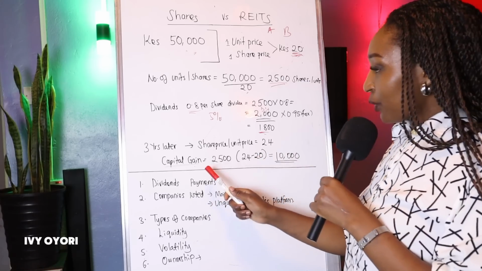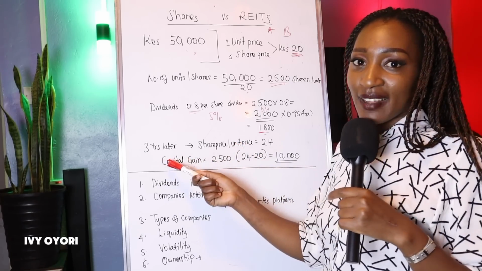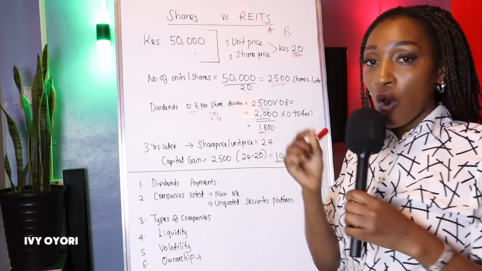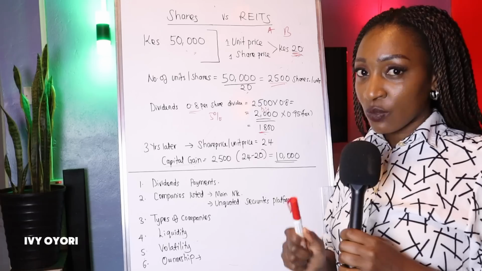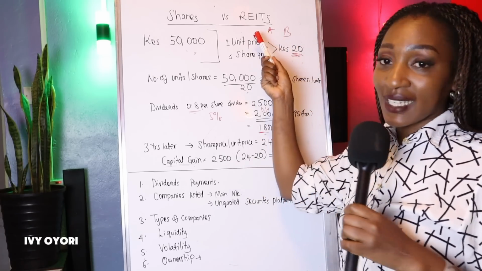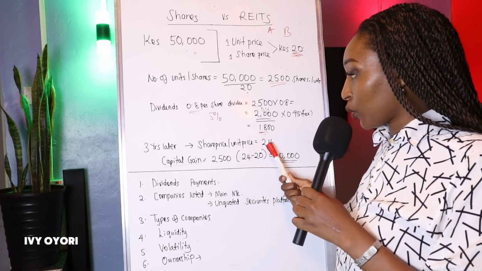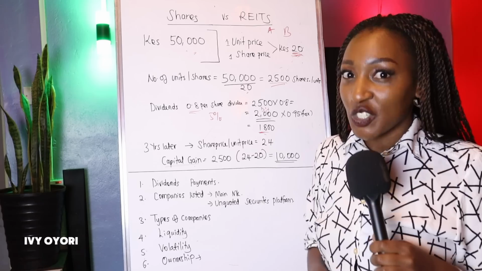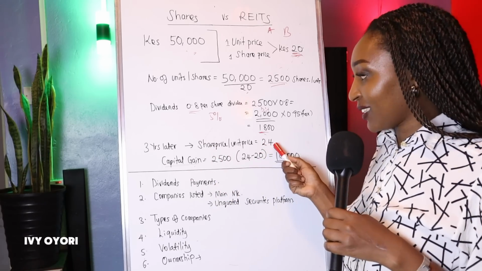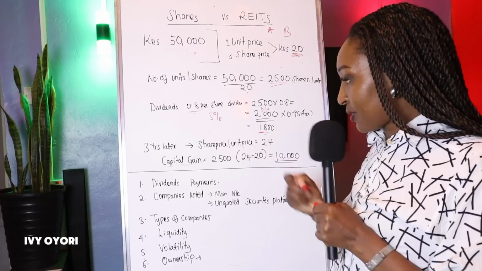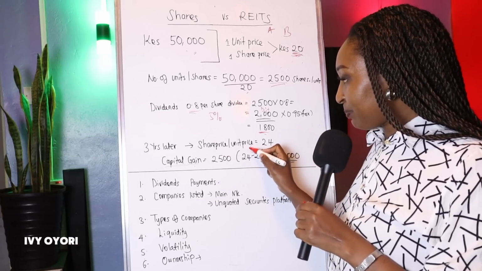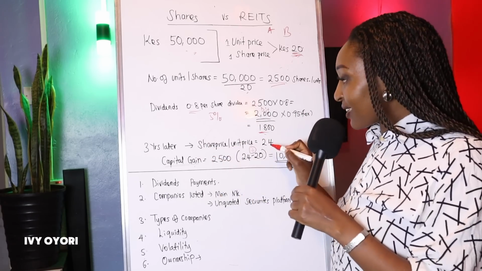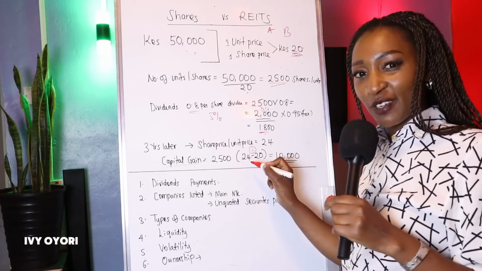In this example, I'm going to assume that 3 years later, the value of this share, the Safaricom share, is now 24 shillings. Or the value of the unit, one unit that you bought in this real estate investment trust, is 24 shillings. So if you bought a share or a unit when it was 20 shillings and now it's 24 shillings, you have gained by 4 shillings. So this is our capital gain. It's 4 shillings. The share was 20 shillings. Now it's 24 shillings. And there's that gain of 4 shillings.